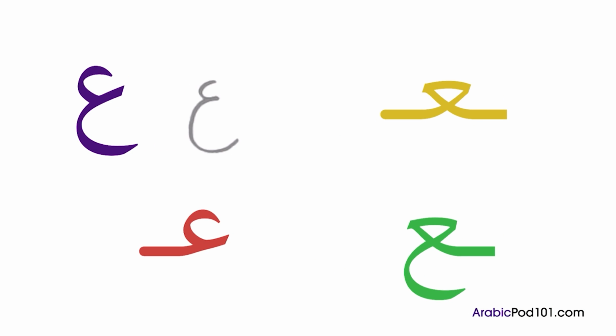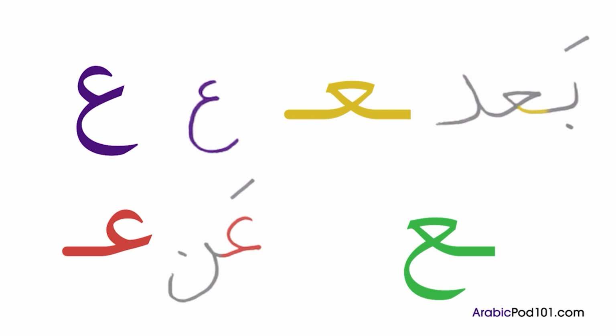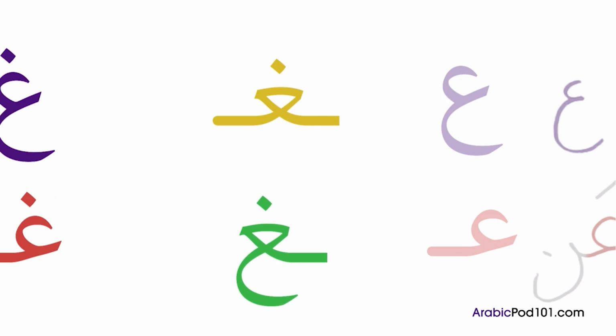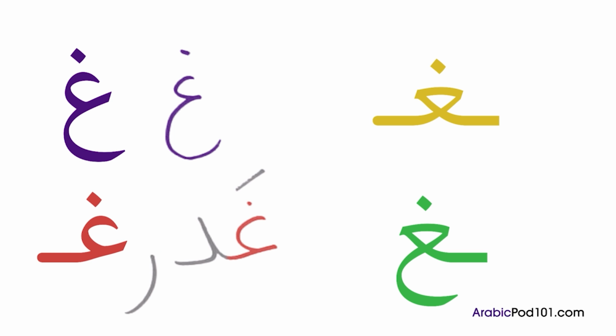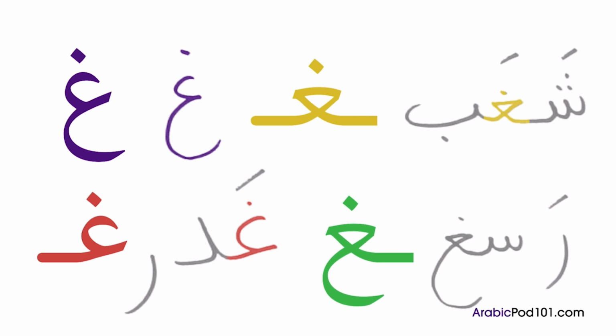And now here are the letters we learned last lesson: Ayn and Ghayn. First, let's review Ayn, isolated, initial, medial, final. Finally, let's see Ghayn one more time. Isolated, initial, medial, final.